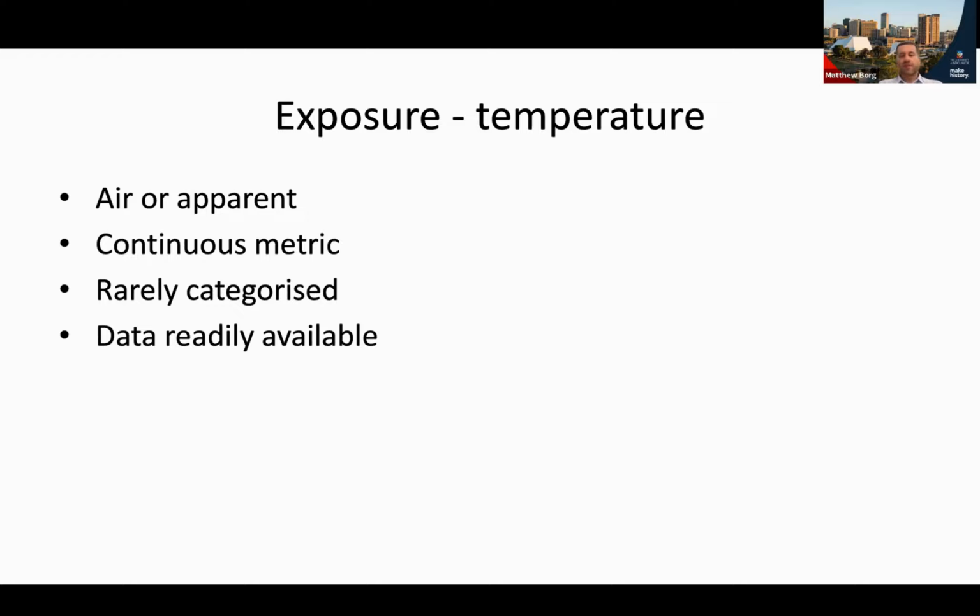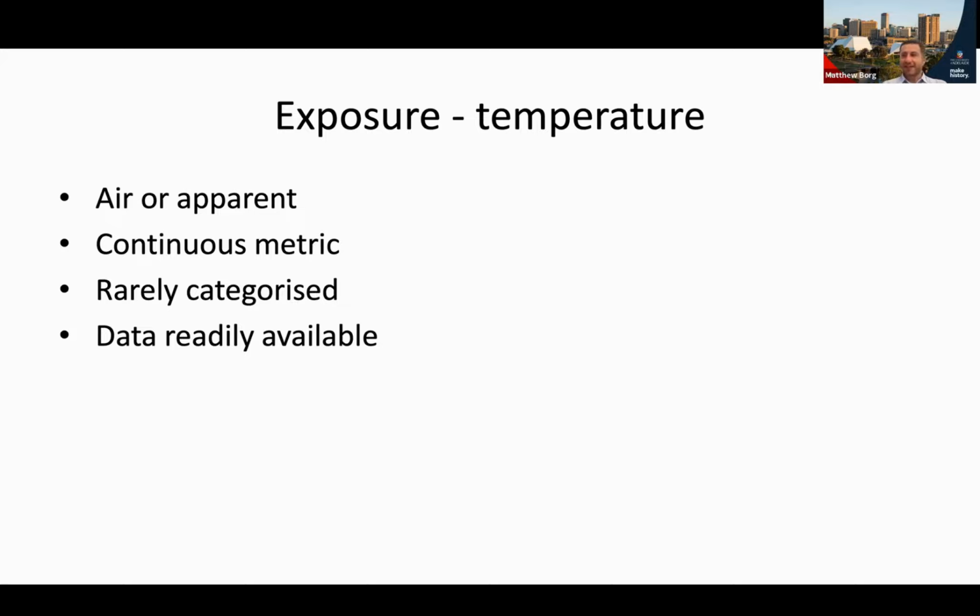Some studies use apparent temperature. Apparent temperature is a combination metric which investigates air temperature, combining it with other climate variables, most often humidity. Some also add other variables such as wind speed and solar radiation. Temperature is generally analyzed continuously, which allows you to capture the full range of temperature. Rarely, some studies will categorize it.